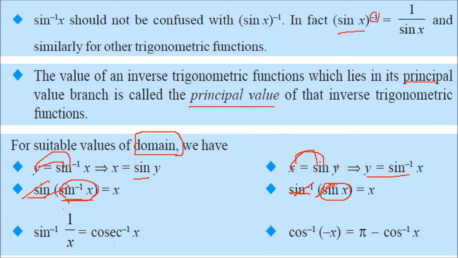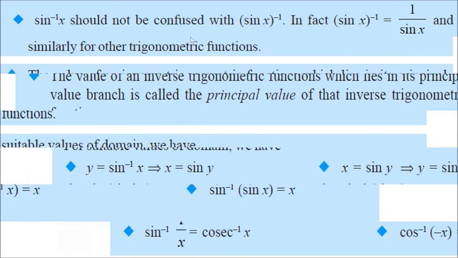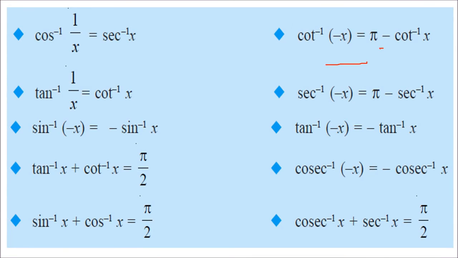Sine inverse 1 by x is cosec inverse x. Cos inverse minus x can be written as pi minus cos inverse x. Similar for cot inverse minus x: pi minus cot inverse x. Sec inverse minus x is equal to pi minus sec inverse x. And as we just saw, sine inverse 1 by x is cosec inverse x, and cosec inverse 1 by x is sine inverse x. Cos inverse 1 by x is sec inverse x, and tan inverse 1 by x is equal to cot inverse x.